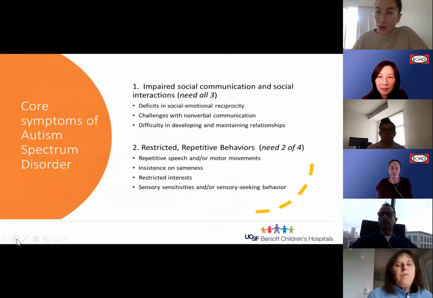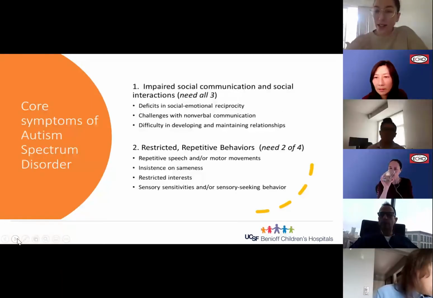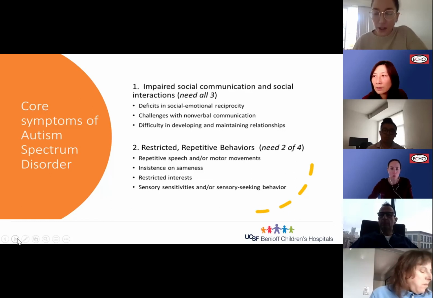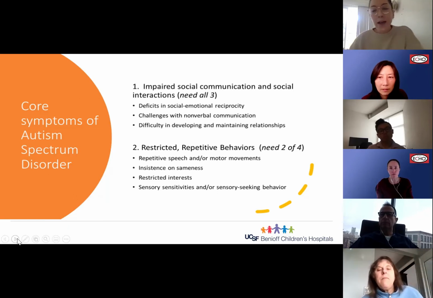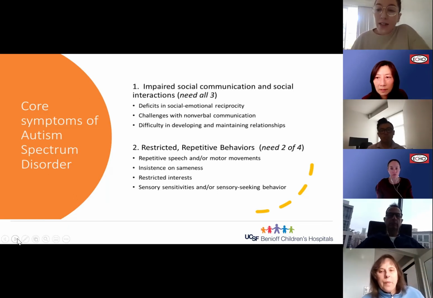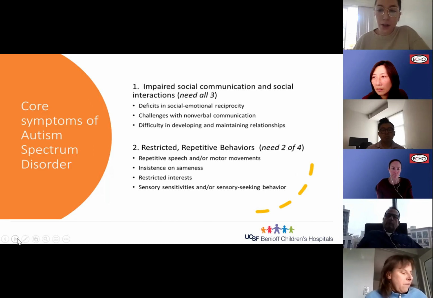So going back to those two core main circles, the first one being the impaired social communication and social interactions. What we're looking for there are deficits in their social emotional reciprocity, so how they're interacting and engaging with others. Looking for challenges in their nonverbal communication, both their use of it and their understanding of others' nonverbal communication, and then difficulty in developing and maintaining relationships with others, with their peers, maybe a lack of interest in those kinds of relationships with others.